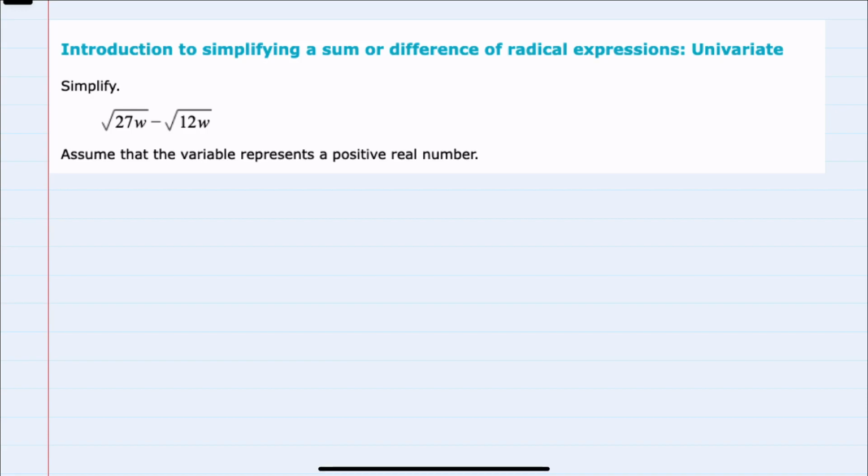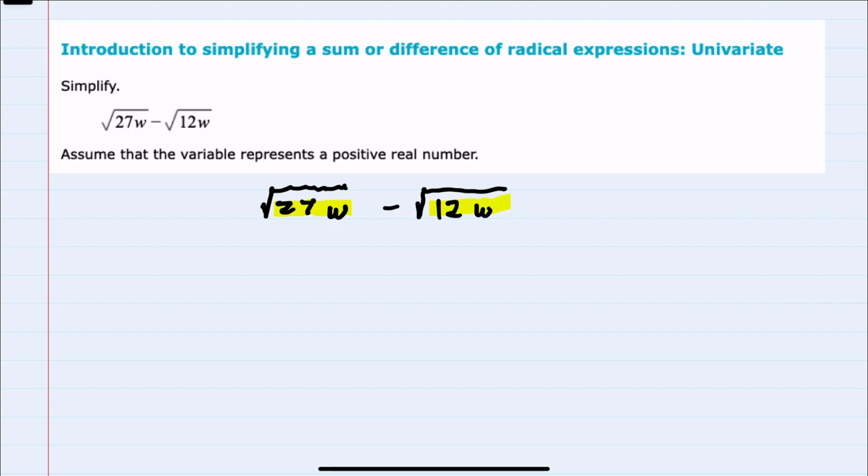In this video, I'll be helping you with the ALEKS problem type called Introduction to Simplifying a Sum or Difference of Radical Expressions, Univariate. We have these two radicals that we're asked to simplify here by subtracting, and in order to subtract and combine radicals, what is underneath the radicals must be the same.